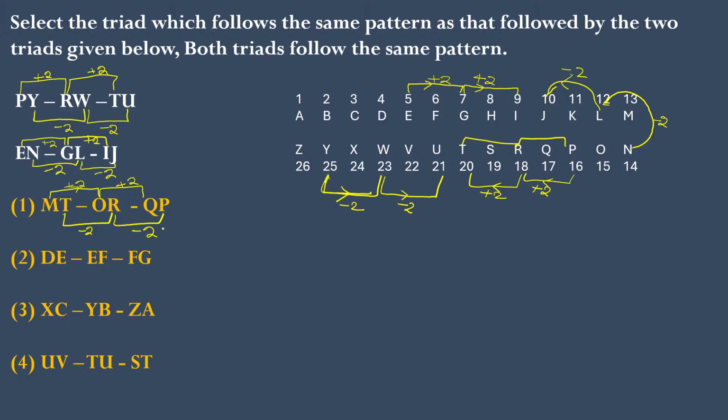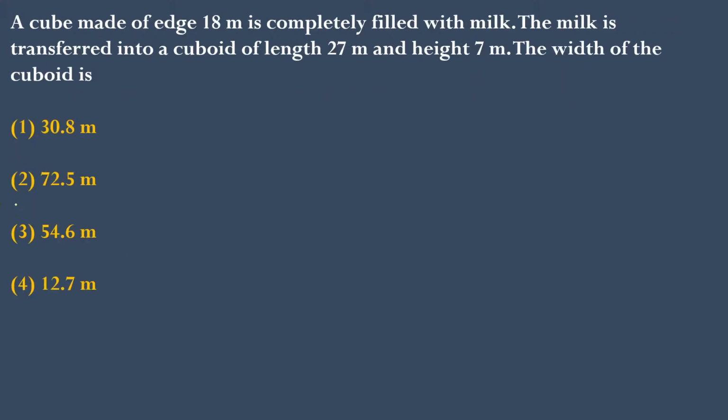So, the first option itself satisfies the logic, whatever the logic is in the question. So, no need to check the other three options. So, option 1 is correct. M, T, O, R, Q, P, option 1 itself is correct.